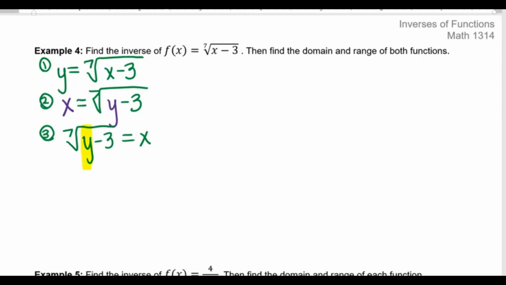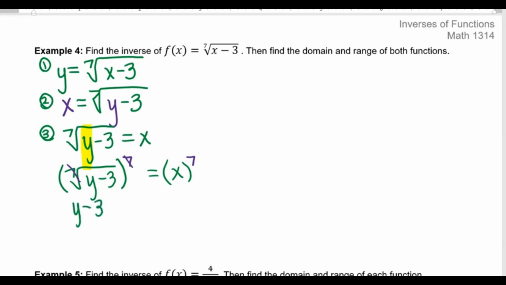Here I have a 7th root. So to get rid of a 7th root, we're going to take both sides of our equation to the 7th power. Just like if we had a square root, we would square both sides to undo it. Here, we need to get rid of the 7th root, so we're going to get rid of the 7th root by taking it to the 7th power.